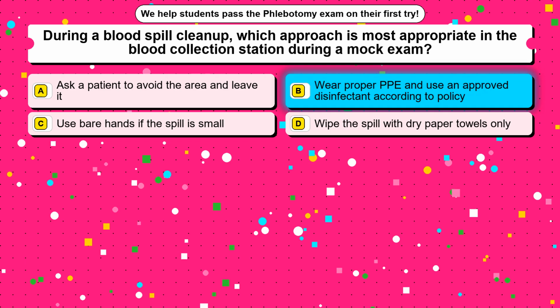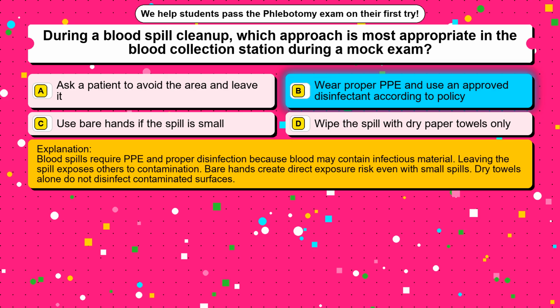The correct answer is option B. Wear proper PPE and use an approved disinfectant according to policy. Blood spills require PPE and proper disinfection because blood may contain infectious material. Leaving the spill exposes others to contamination. Bare hands create direct exposure risk even with small spills. Dry towels alone do not disinfect contaminated surfaces.